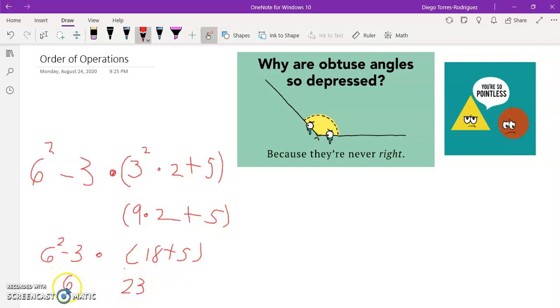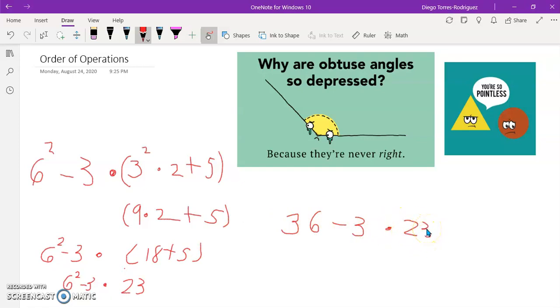Then we have 6 squared minus 3 times 23. I will continue this on the right side because I'm running out of space, guys. PEMDAS rule applies. Left to right, we have an exponent on the left. You see that? 6 squared. That would be 36. And then we have 36 minus 3 times 23.